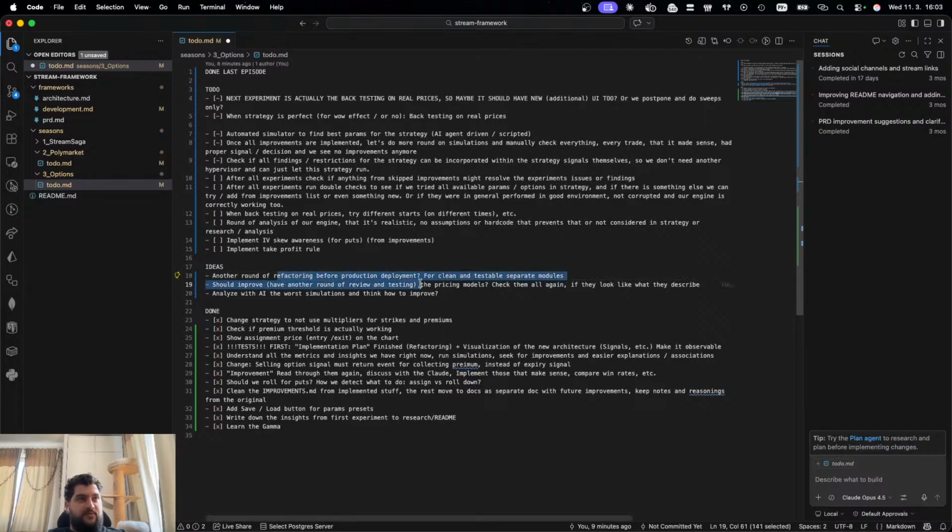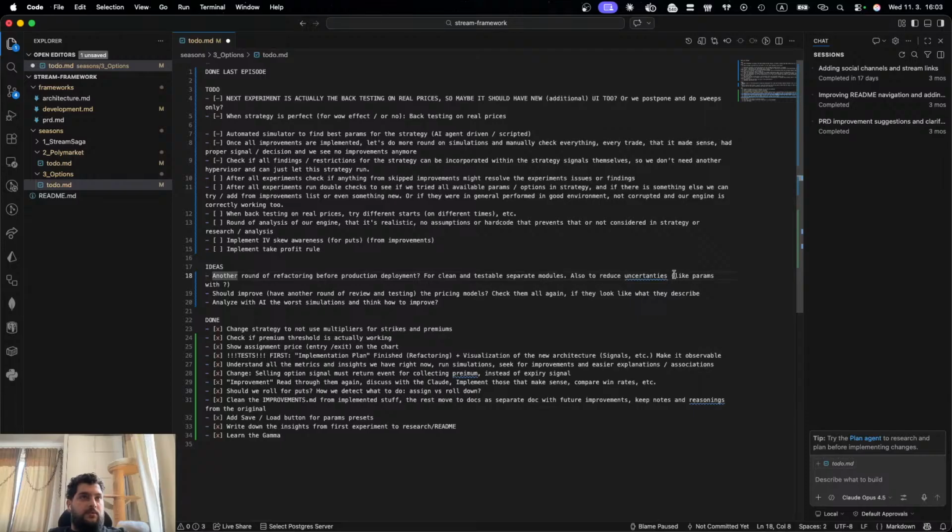Another round of refactoring before production, for clean and testable separate modules. Also to reduce uncertainties like variables that were added for backward compatibility.